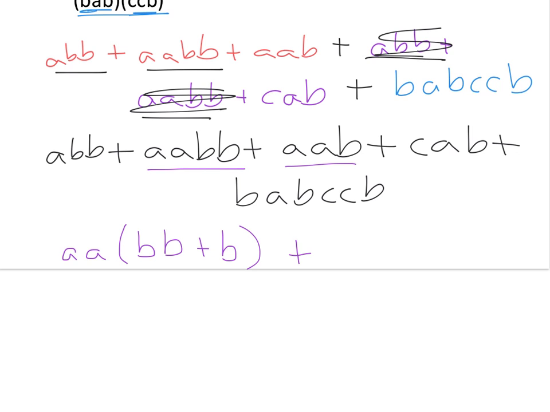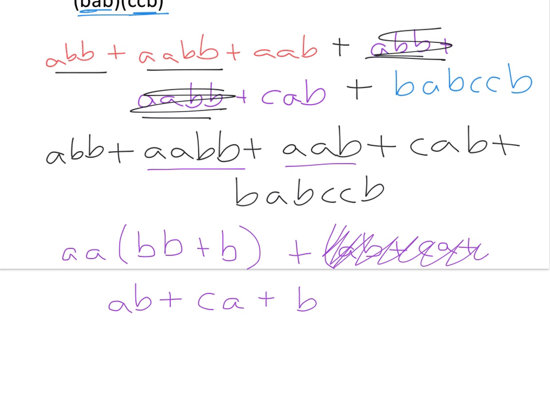And then the rest of them end with a B, so I could say that's plus AB plus CA plus, let's go to the next line, AB plus CA plus BABCC, all ending with a B.